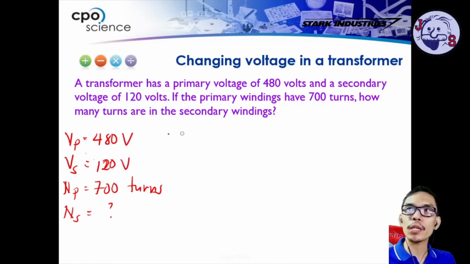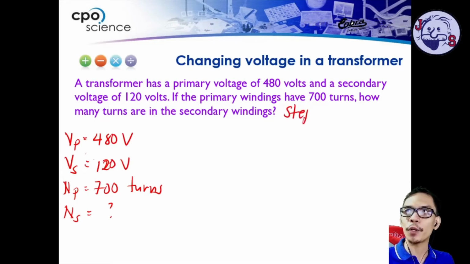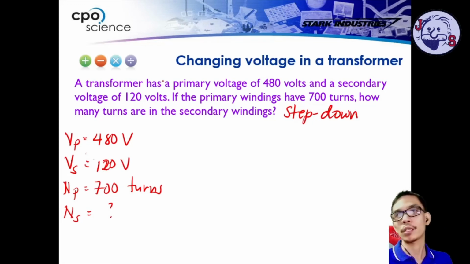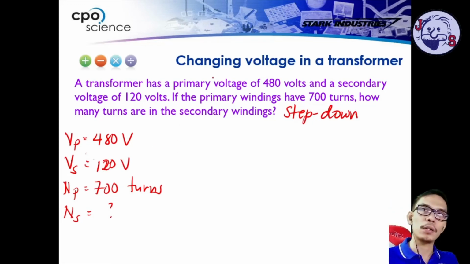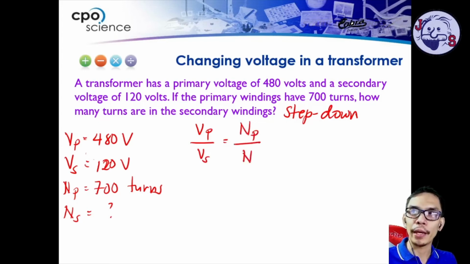What kind of transformer is this? This transformer is a step-down transformer. Why step-down? Because the primary voltage was decreased to 120 volts. So let's put it right here. Vp over Vs is equal to Np over Ns.